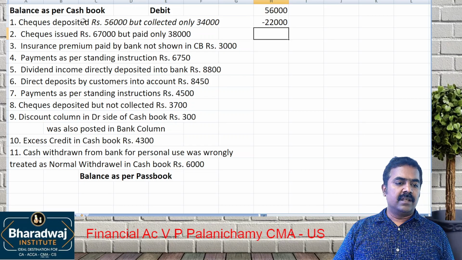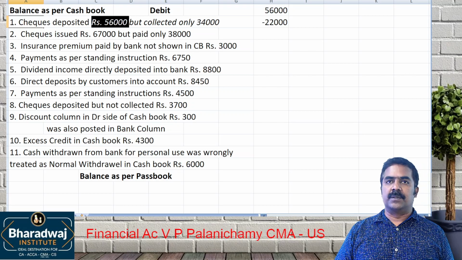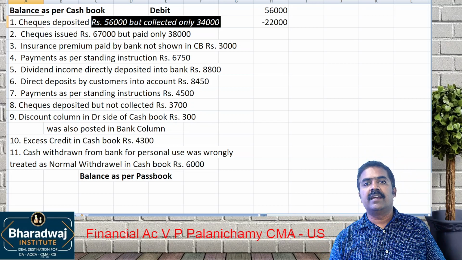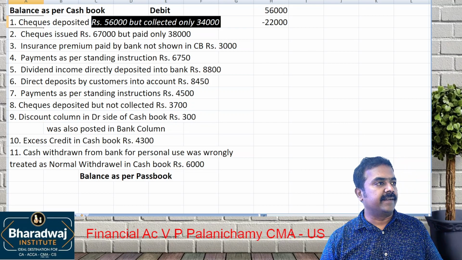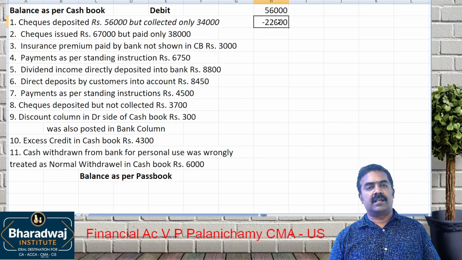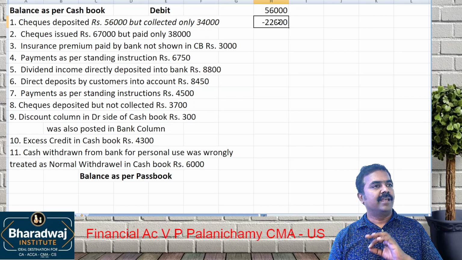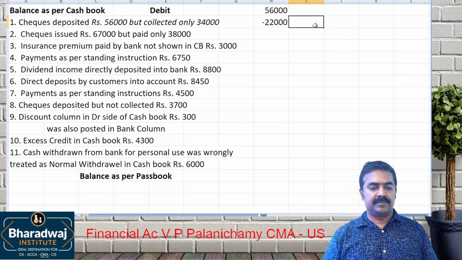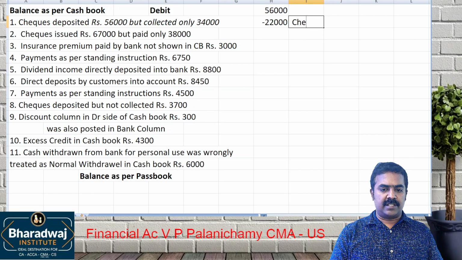Once again I repeat, in the cash book we have added 56,000. How much have we added? 56. But how much has the bank added? Only 34,000. What is not added? The banker has not added 22,000. Eliminate that. We added excess, so eliminate it. This is like checks not collected by the bank.